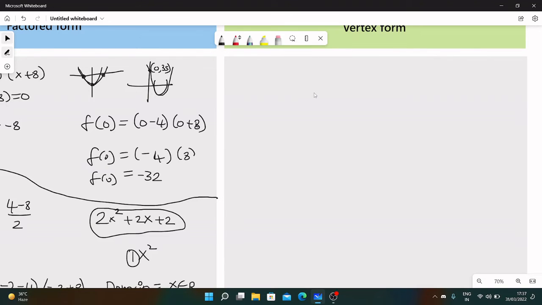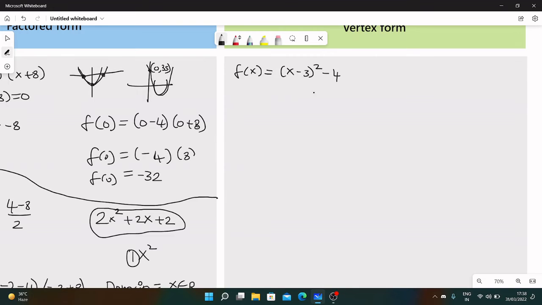When it comes to the vertex form, let's take a question first. f of x equals 5 times (x minus 4) squared plus 17. Now, actually, let's do another question first and then come back to this. A much easier one. It's f of x equals (x minus 3) squared minus 4.